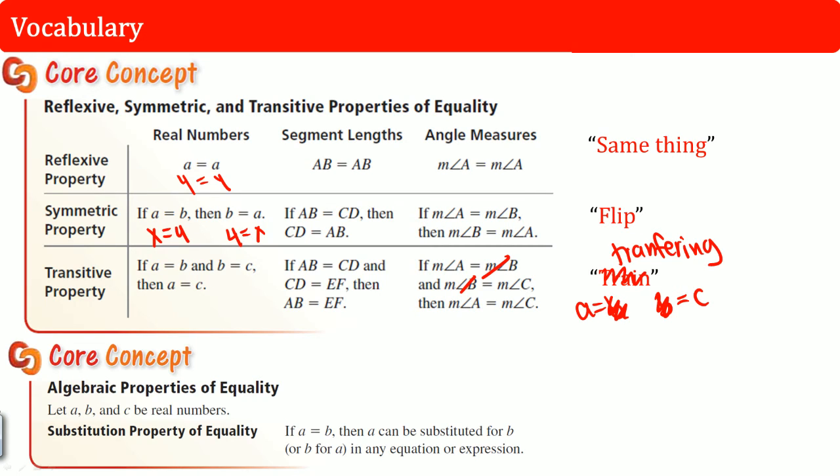Lastly, you might see substitution. Substitution is a replacement. So here, if A equals B, then A can be substituted for B in any case. This is another way of thinking about it.